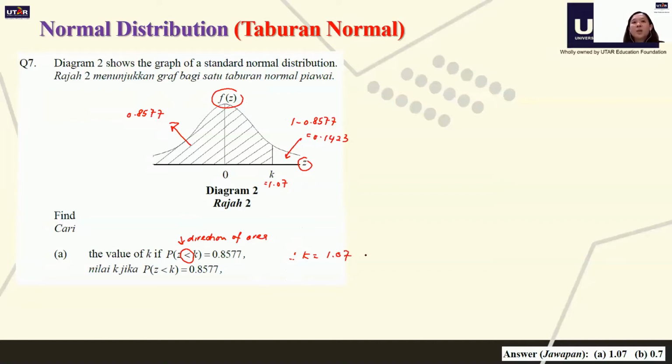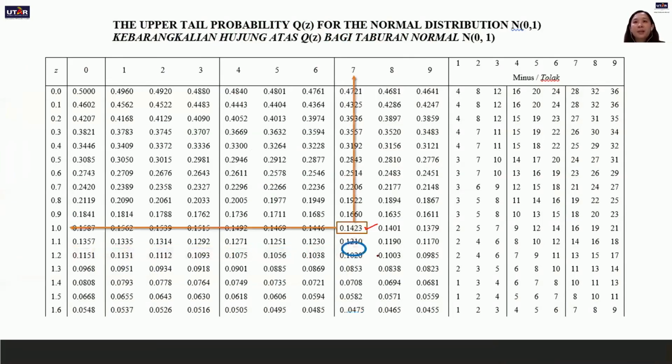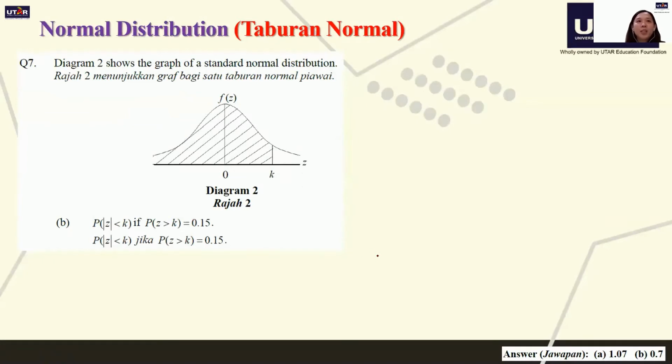Okay, so you can show the answer for this part: balance here as 1423. Then you refer to your table just now, the statistical table, and get the K value, and then just put down your conclusion, K as 1.07. Okay, this is the one. Now go back to part B.